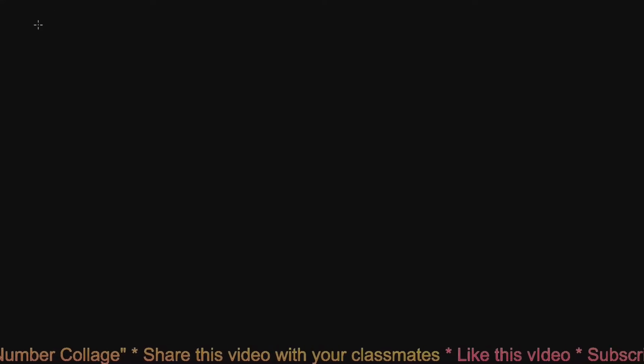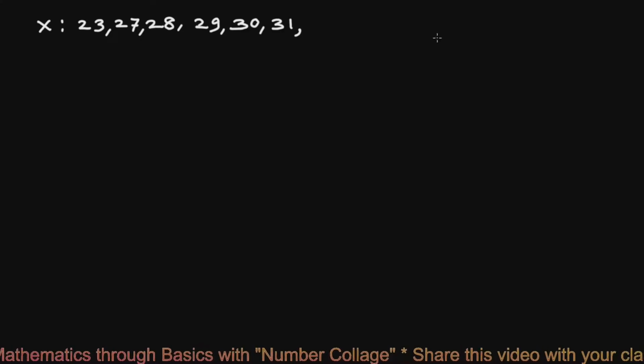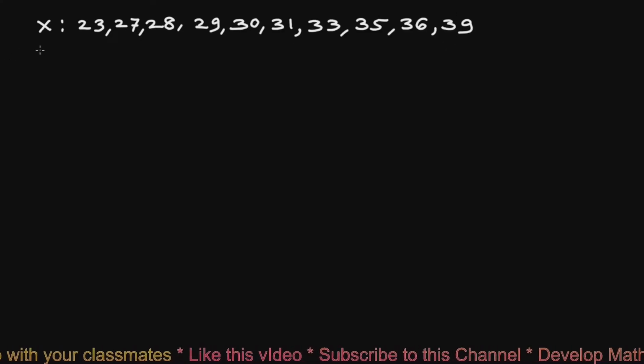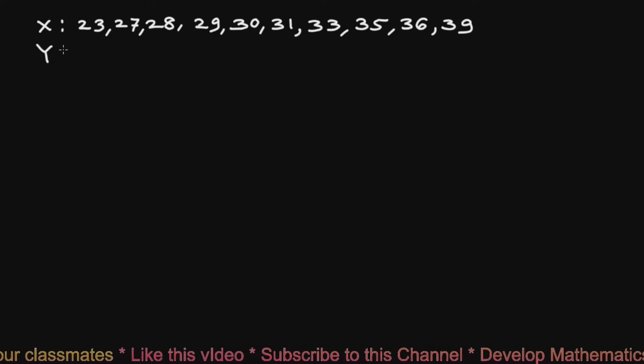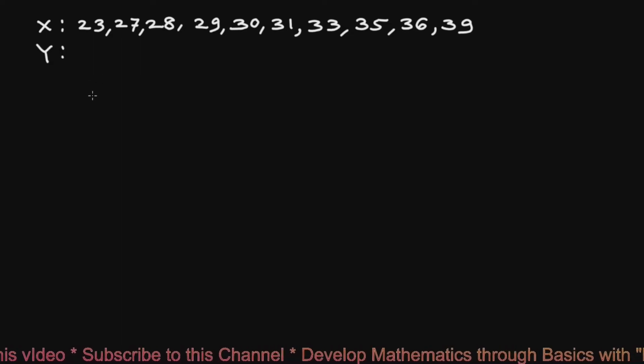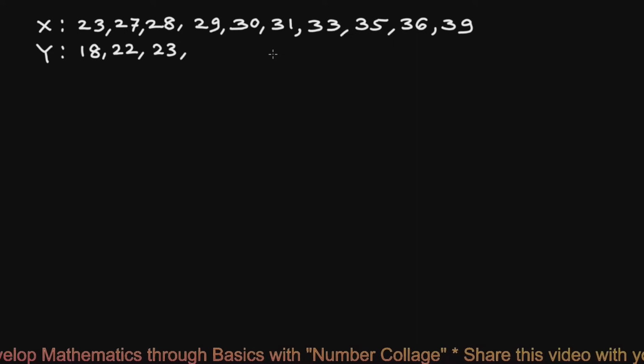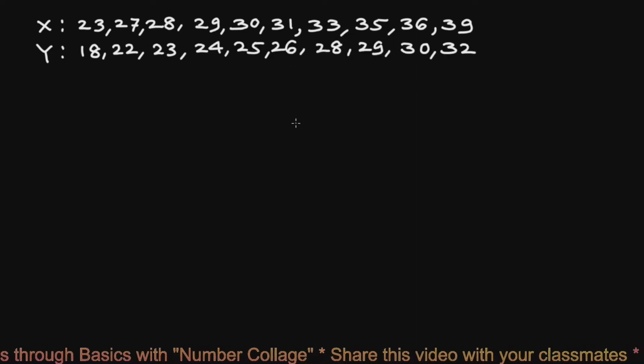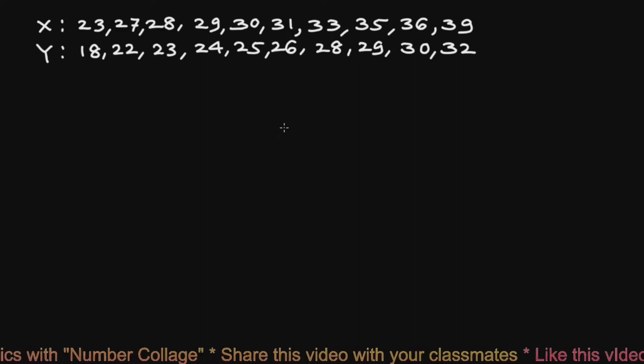Let us solve one more problem by assumed mean method. We have the bivariate data in which values of x are 23, 27, 28, 29, 30, 31, 33, 35, 36, and 39, and the corresponding values of y given are 18, 22, 23, 24, 25, 26, 28, 29, 30, and 32. Let us prepare a table for calculation.